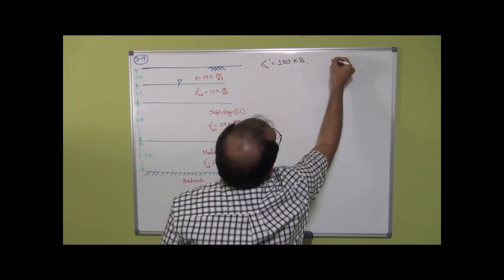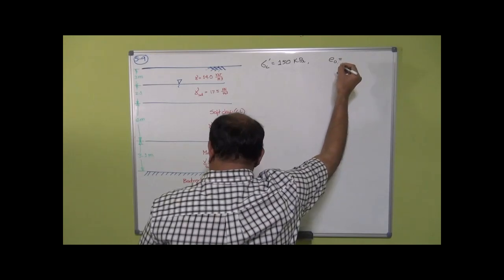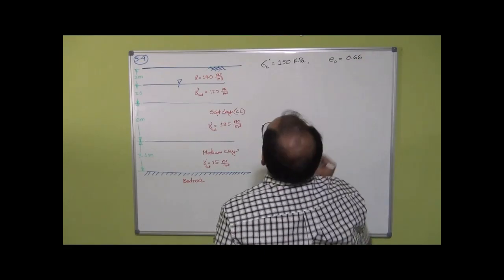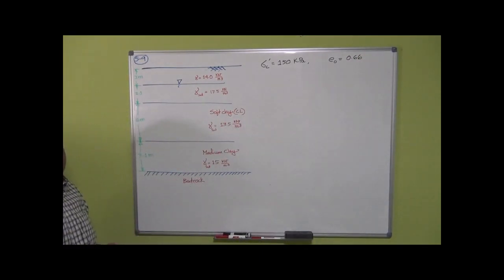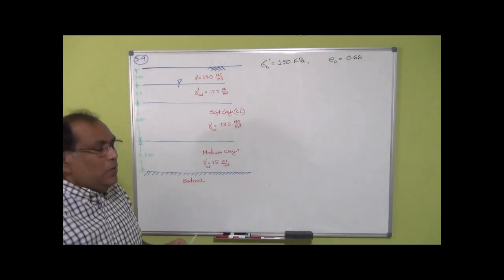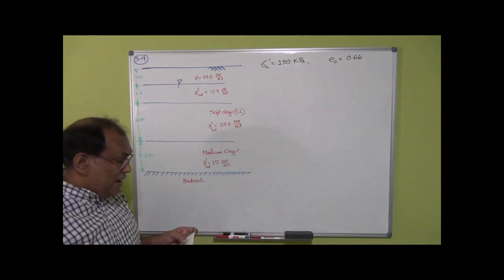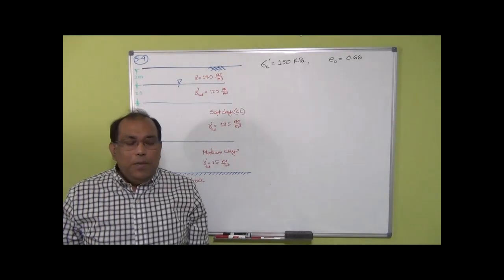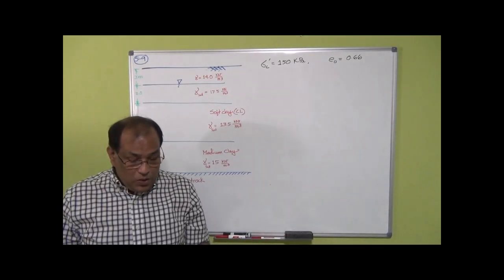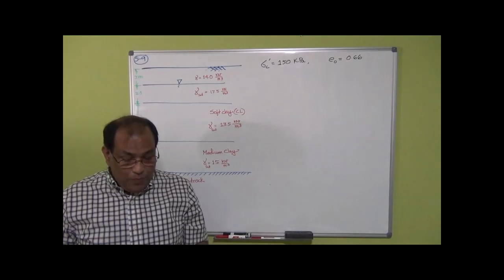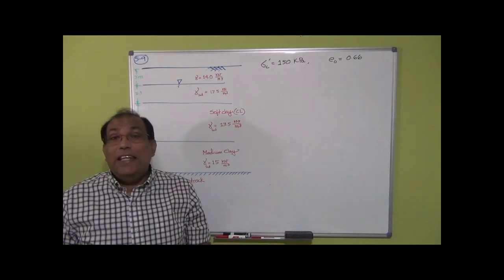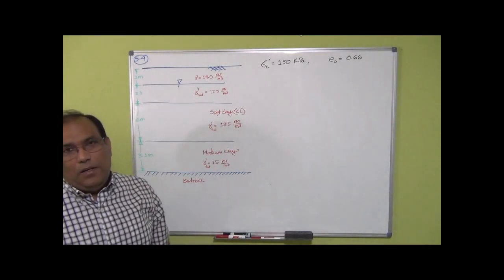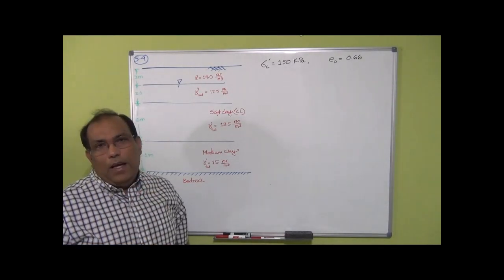And also your E naught is given, which is basically 0.66. Now they are saying that in future they are planning to add some fill, a 5 meter proposed fill. An embankment will be constructed here. This embankment will use a soil which has a unit weight gamma of 18 kilonewton per meter cube, and the height is 5 meter. So how much load is going to come from the future one?